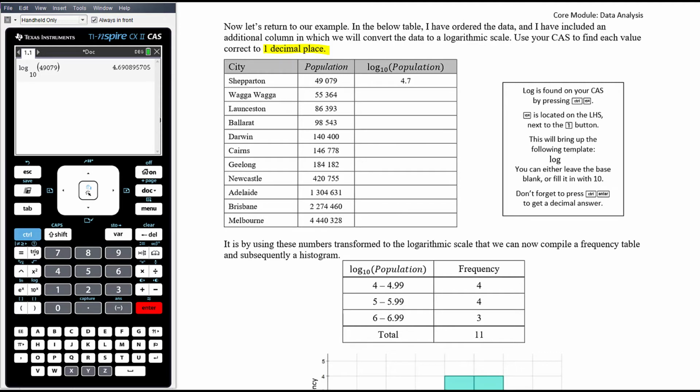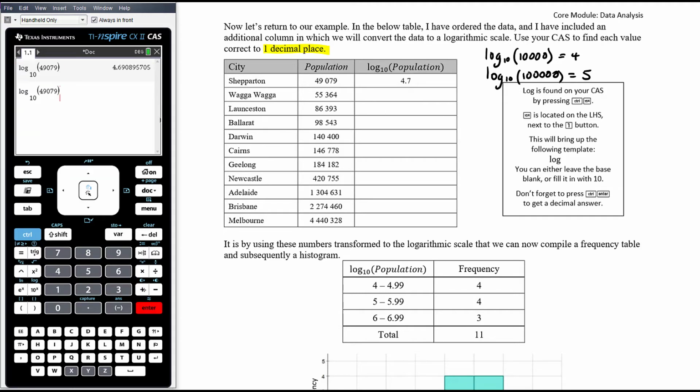So that makes sense because we know that log base 10 of 10,000 is 10 to the power of 4, so that's 4. And we know that log base 10 of 100,000 is 5. And this number is somewhere between 10,000 and 100,000. Okay, so that's why it is somewhere between 4 and 5. So we can calculate the log base 10s for each of the values.